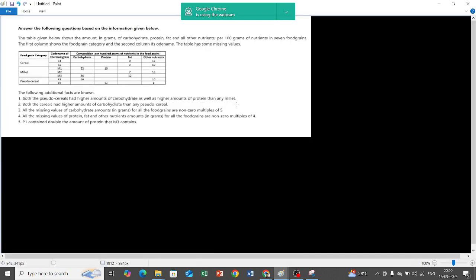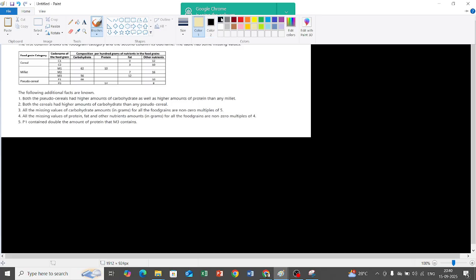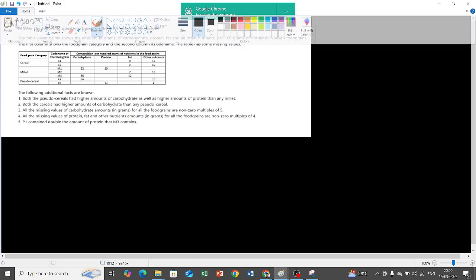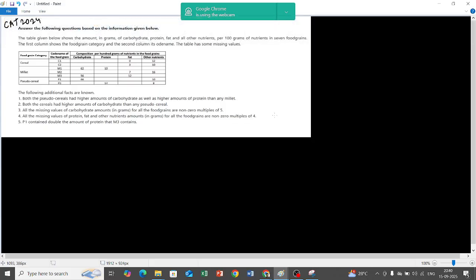This is a question on data interpretation, and it is from CAT 2024. So it is a very latest question, you can understand, a very recent one. The table given below shows the amount in grams of carbohydrate, protein, fat and all other nutrients per 100 grams of nutrients in 7 food grains.